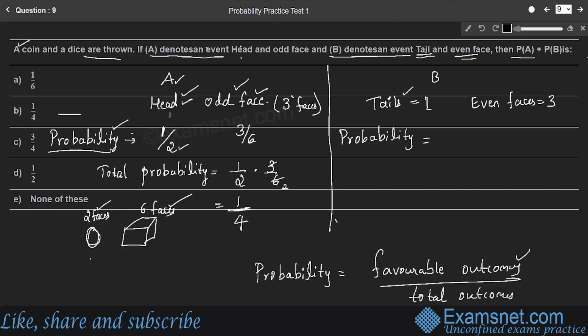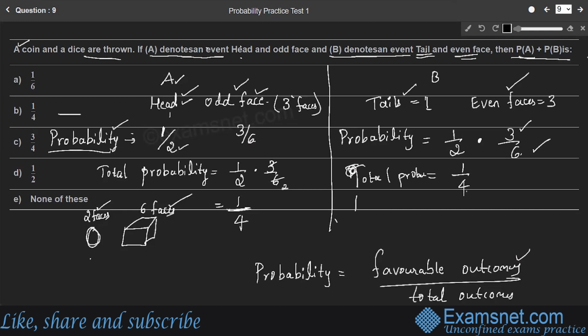Probability of getting a tail and an even face. So the probability of getting a tail is 1 by 2, right? 1 by 2 into the probability of getting an even face, which is 3 by 6. So 3 by 6 means favorable outcomes by total number of outcomes. Since 3 by 6 is 1 by 2, again it is 1 by 4. So we'll consider the total probability is equal to 1 by 4.